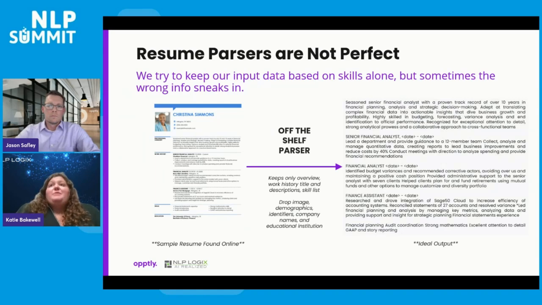So resume parsing is a really, really important piece of this because at the end of the day, the candidate isn't providing us the data in the form that we need. They're providing us a resume. So if we look at Christina Simmons over on the left, if I have an off-the-shelf parser, I have an ideal scenario where I get only the overview, the work history, title, the descriptions, and the skill list.